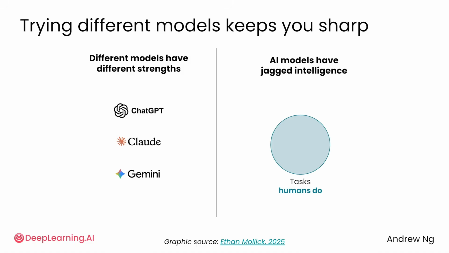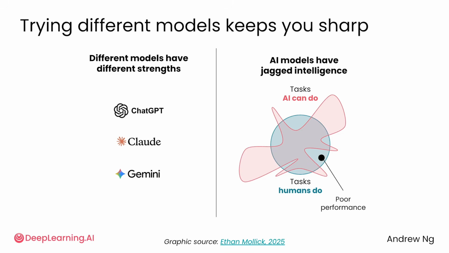If the circle represents the task of what people can do, maybe in a job or maybe in a personal context, it turns out that AI can do some things better than any person, like quickly read tons of web pages or solve tricky math problems. But there are also many tasks that AI doesn't do as well as people. So there are some tasks where AI does poorer than humans and some where it does much better than humans. And different AI models are jagged in different ways. So the tasks different AI models can do well are different.